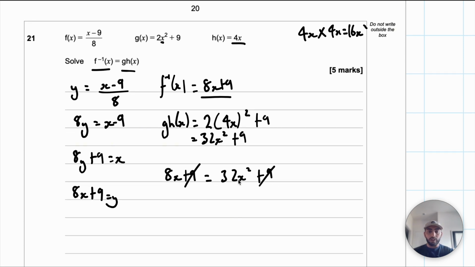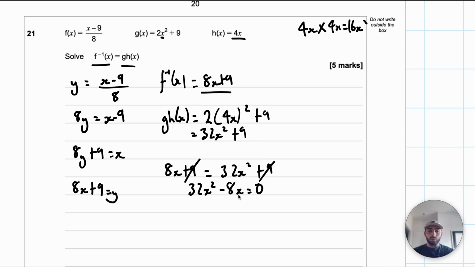So I'm just left with, I'll move this minus 8x to the other side. So it's 32x squared minus 8x is equal to 0. I need to factorize this. What's the common factor of both of these? I can pull out 8 from 32 and 8. X squared and x, I can pull out x. Inside the bracket, I'm going to have 4x to get 32x squared, and I need minus 1 to get negative 8x is equal to 0.